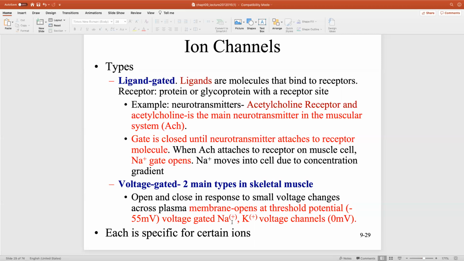Now, voltage gated sodium channels will cause us to have depolarization. It will start our action potential. The voltage gated potassium channels are going to be the ones that cause us to recover, so then we can get ready for the next contraction.